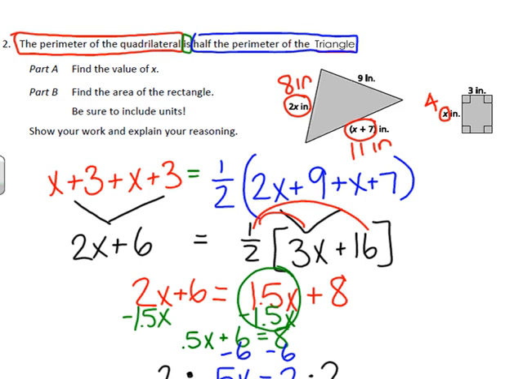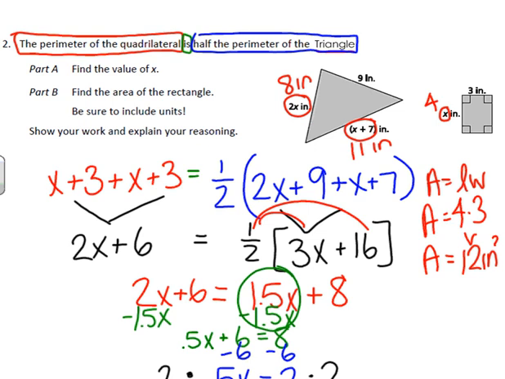Part B says find the area. So area is just length times width, or base times height for a quadrilateral. So area equals 4 times 3, or 12. Okay, final step, we need to have correct units. Area is always measured in units squared. So our final solution is 12 inches squared, or 12 square inches.